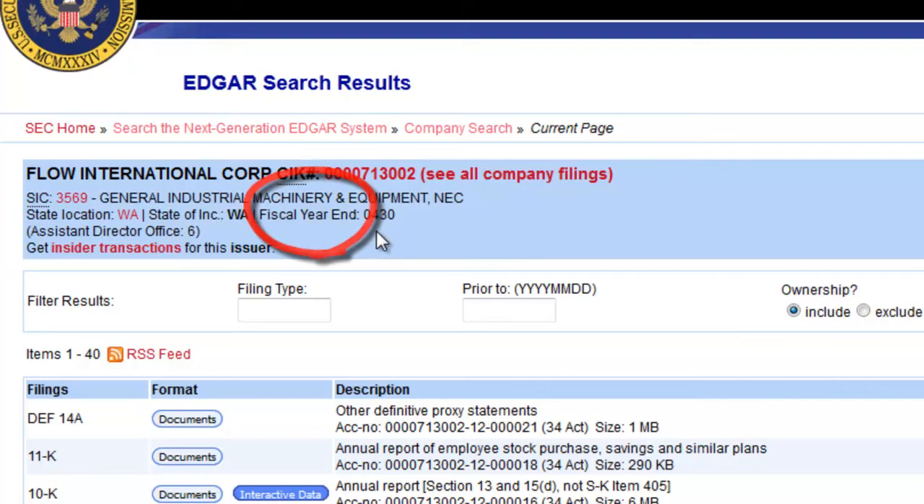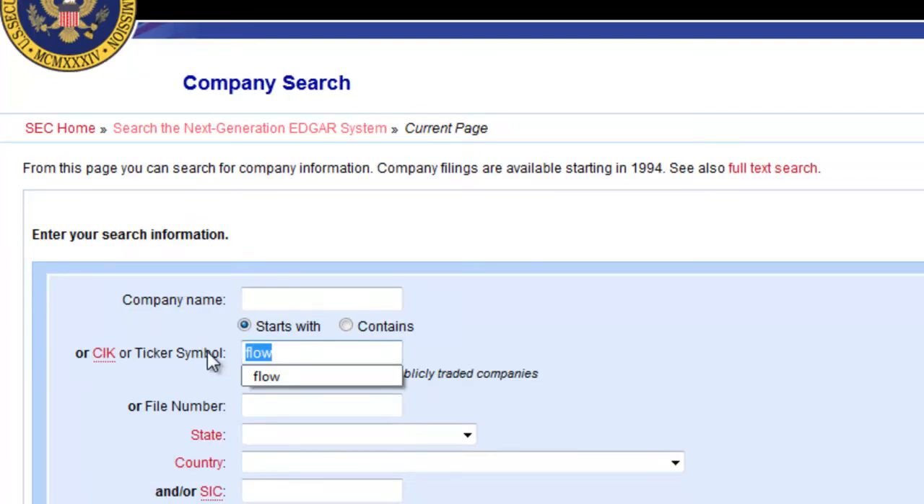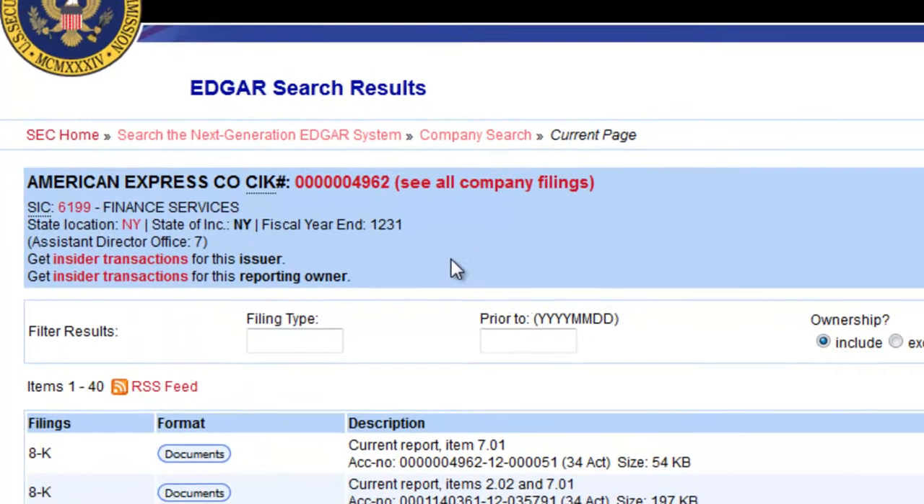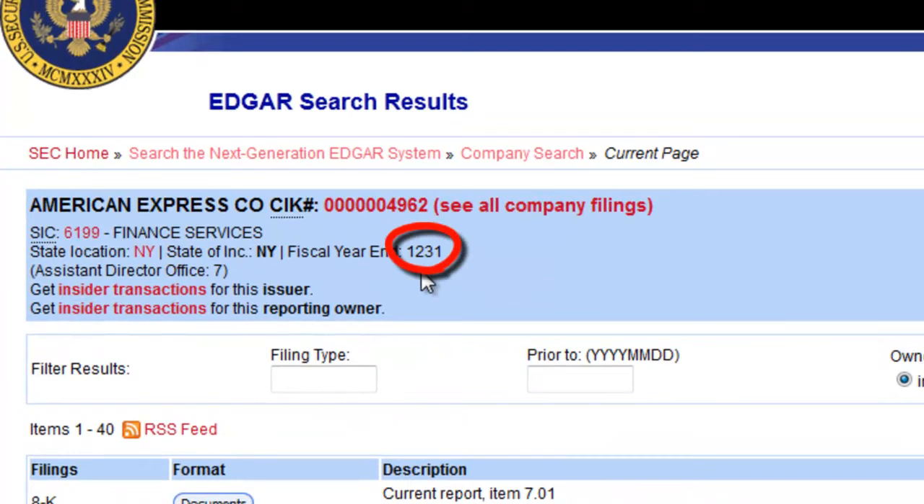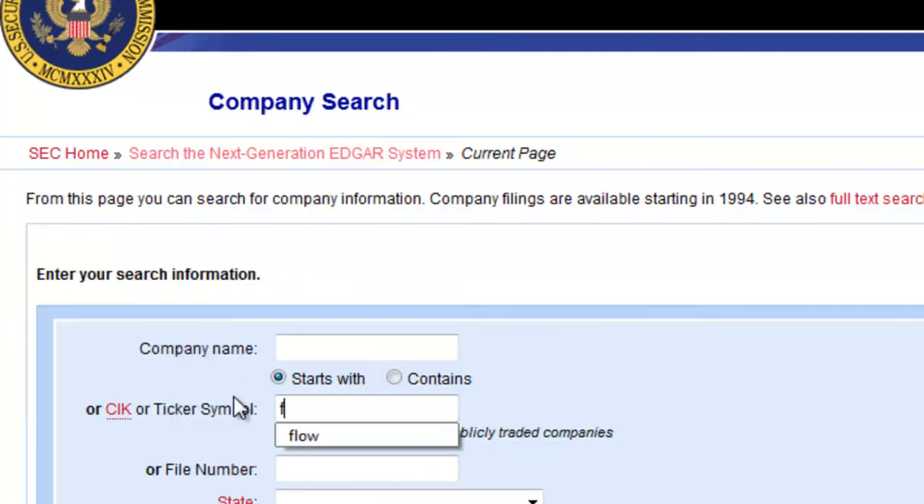And in this case, it is 0430, which means that this company chose to end its fiscal year on April 30th. And usually you have companies using December 31st as their fiscal year. And if we go back for a second to American Express again, we can see that this is exactly what American Express used as its fiscal year end. So let's go back to Flow again.